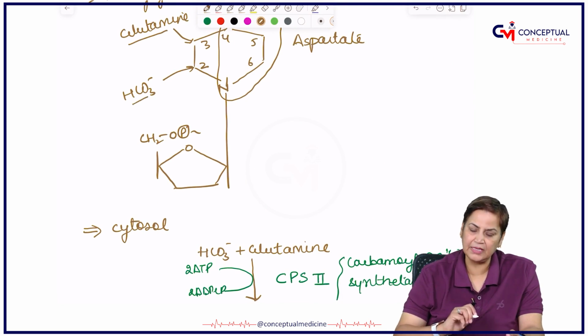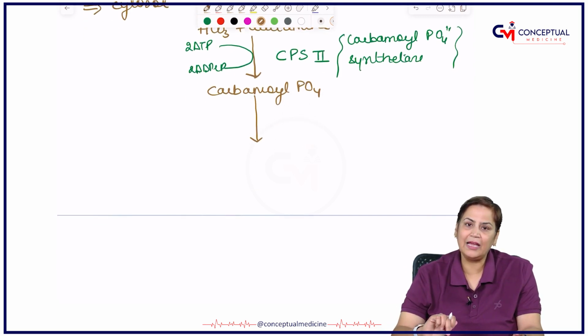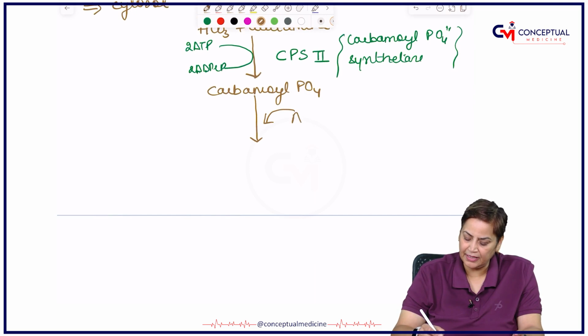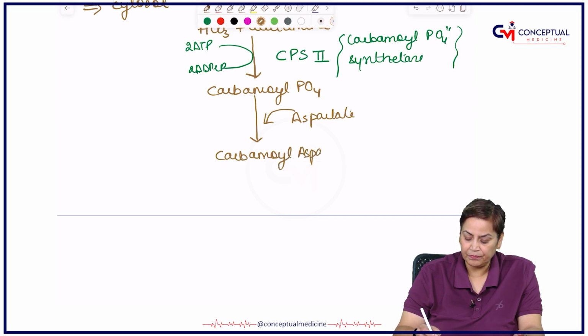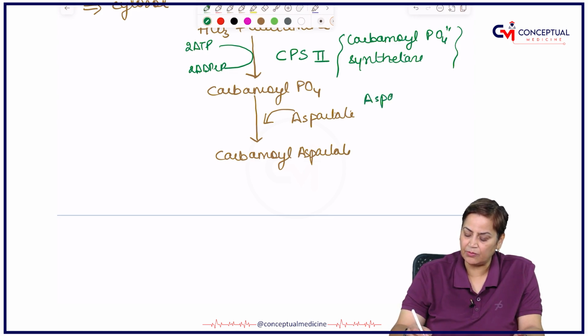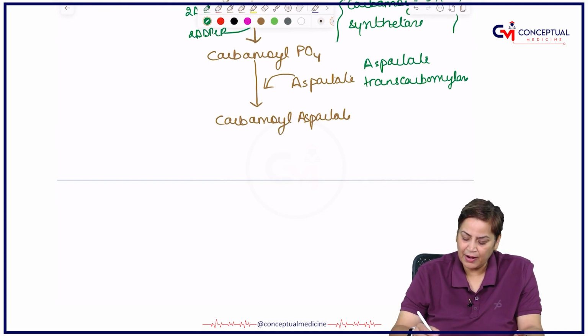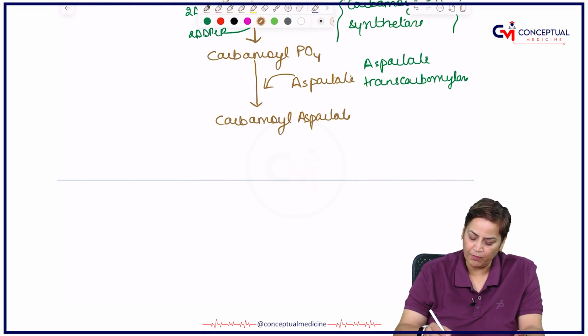Once this carbamoyl phosphate is produced, it will combine with aspartate, because glutamine has come, this has come, now aspartate has to come. So the second step is that carbamoyl phosphate combines with aspartate to form carbamoyl aspartate, and the enzyme is aspartate transcarbamylase.